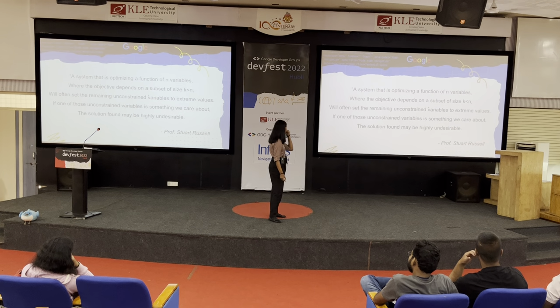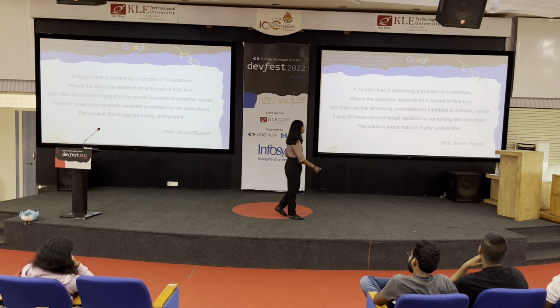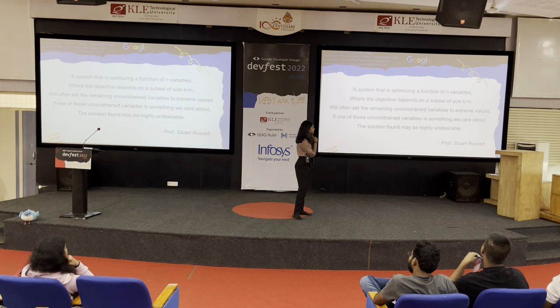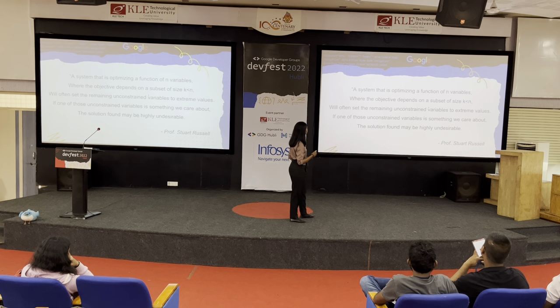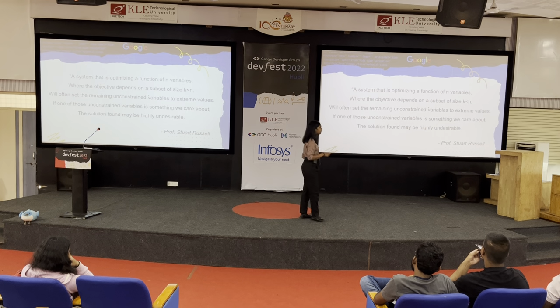Okay. So this is a quote from Stuart Russell. He's a professor and he wrote a book on AI. It says that a system that is optimizing a function of n variables, where the objective depends on a subset of size k less than n, will often set the remaining unconstrained variables to extreme values. If one of those unconstrained variables is something we care about, the solution found may be highly undesirable. I know it looks like a lot of gibberish, but I'm going to explain what this means.